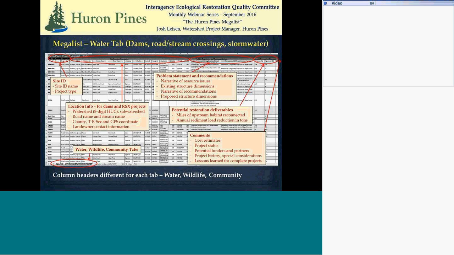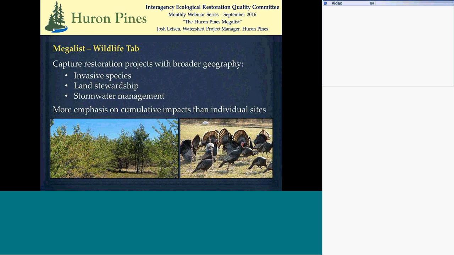From left to right across the top, we have site ID information, specific location information about the site, a narrative of problems observed at the site, as well as potential restoration deliverables, including upstream miles reconnected and estimated annual sediment loads for fish passage sites. And then an area to place comments about project costs, partners, funding sources, and other special considerations. So water projects like dams and road stream crossings have discrete locations with associated GPS coordinates.